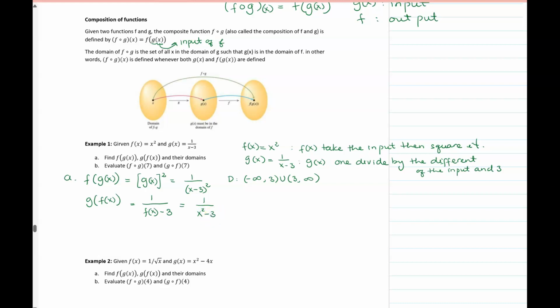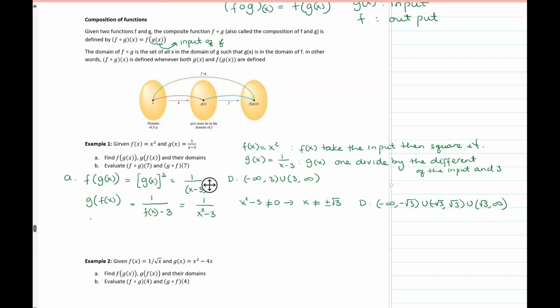So here, x squared minus 3 cannot be equal to 0. So x cannot be equal to plus or minus square root of 3. So the domain here is from negative infinity to negative root 3, union negative root 3 to root 3, union root 3 to infinity.